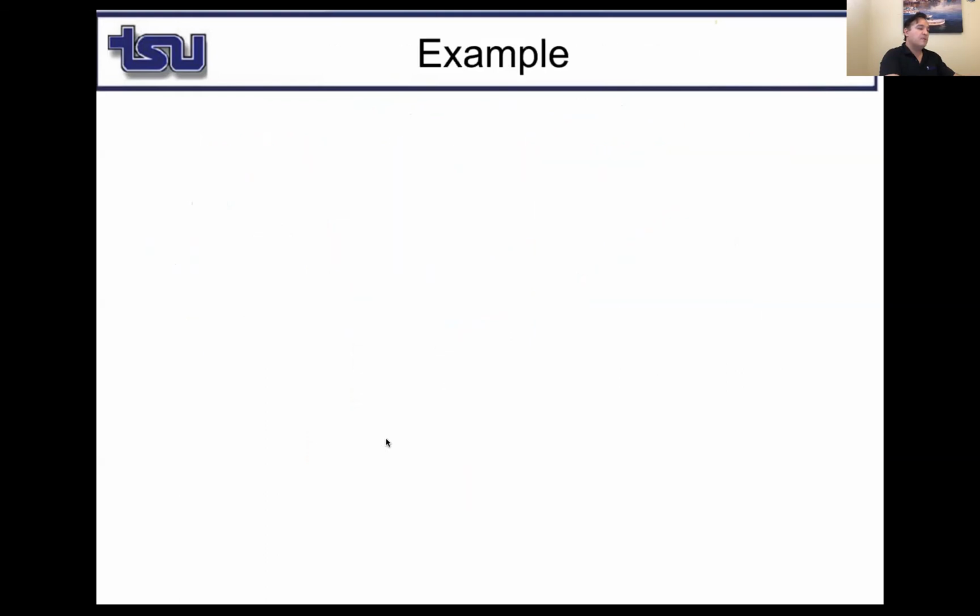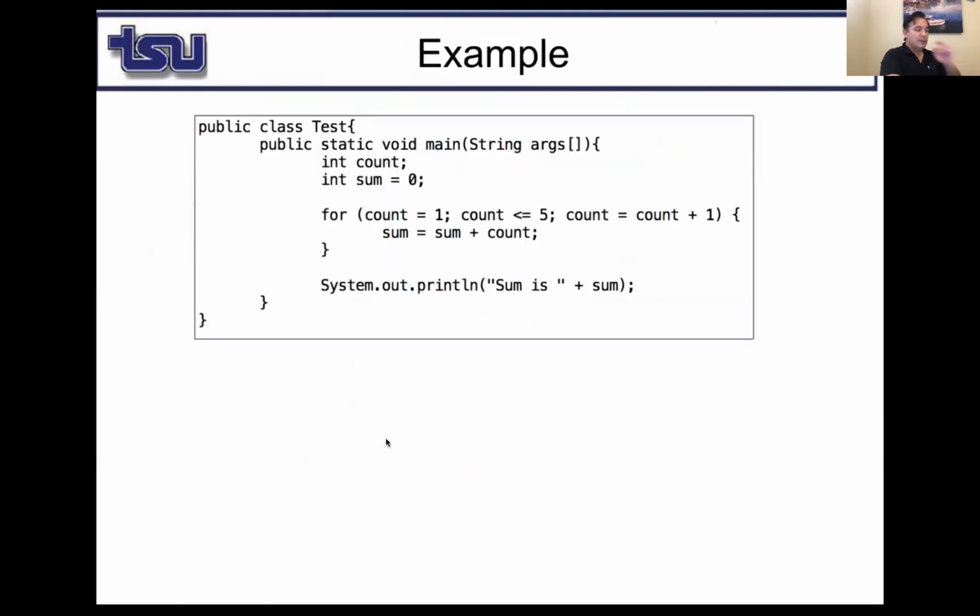Okay. Here is our first example. This is the same example as we did with the while loop. This is going to give us the sum of numbers from 1 to 5. But let's see how it is done with the for loop. Very similar. So I'm going to have count, and note that count is not initialized there. Okay. And then I have sum. Sum is initialized to 0.